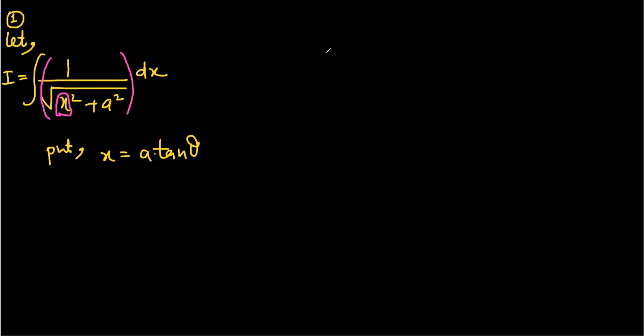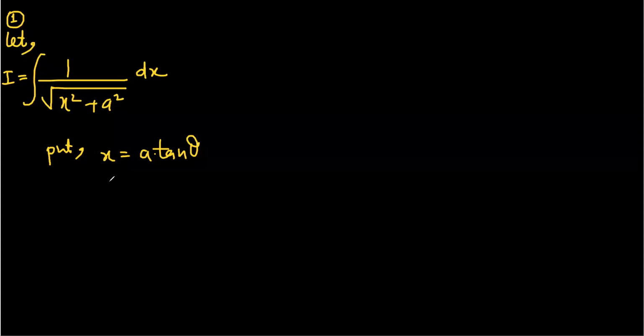So remember, if you are writing x as a tan theta, this differential dx will not work anymore. You will have to have d theta, the new differential. Definitely a is a constant, theta is a variable. So what is the next step we do here after substitution?